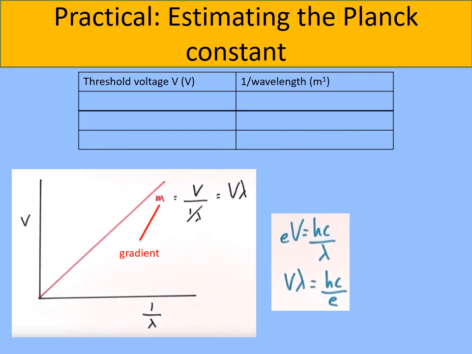Now we already know that eV is equal to hc over lambda. If we rearrange that equation further, we get V lambda equals hc over e. We already know that V lambda is also equal to the gradient m, so we can replace V lambda by m, and then we get m equals hc over e. Rearranging that equation to make h, Planck's constant, which is what we want to find, the subject, we are left with h equals m, the gradient, multiplied by the charge of an electron e, divided by the speed of light c.